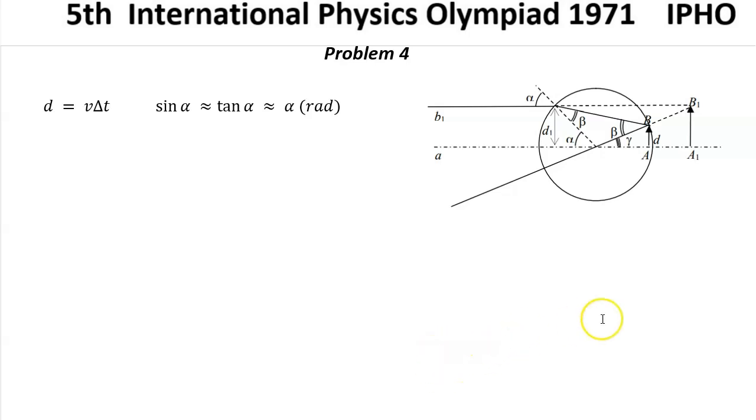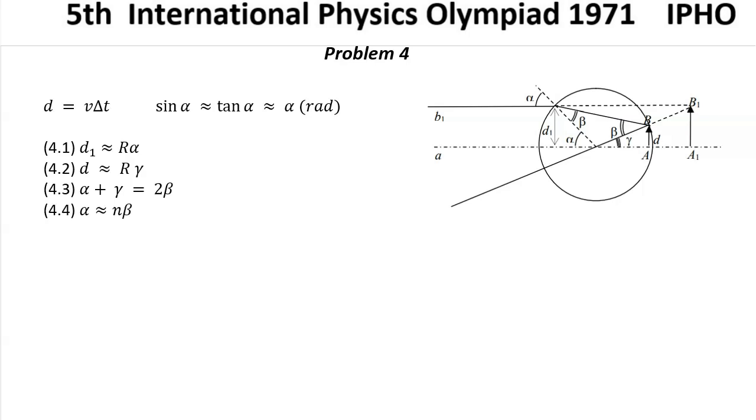So here we have angle alpha, this one, angle gamma, this one, and the two angles beta, this one and this one, which are equal to each other. First we have d1 approximately equal to r multiplied by alpha, d approximately equal to r gamma, alpha plus gamma equal to beta, and due to Snell's law we have alpha approximately equal to n beta.